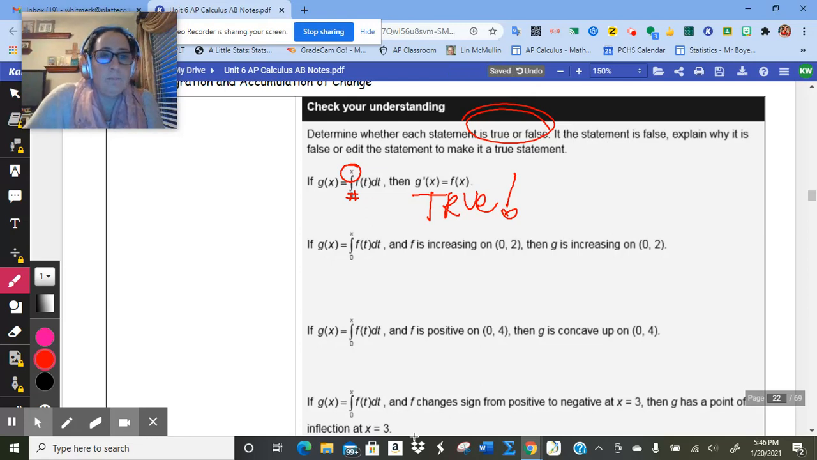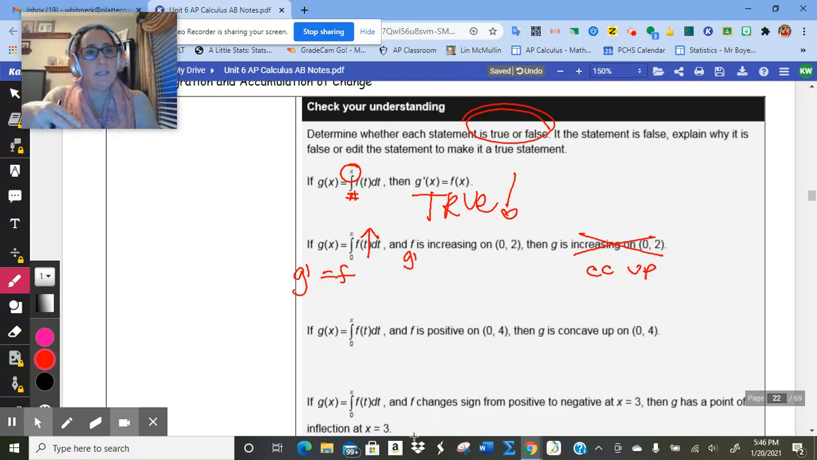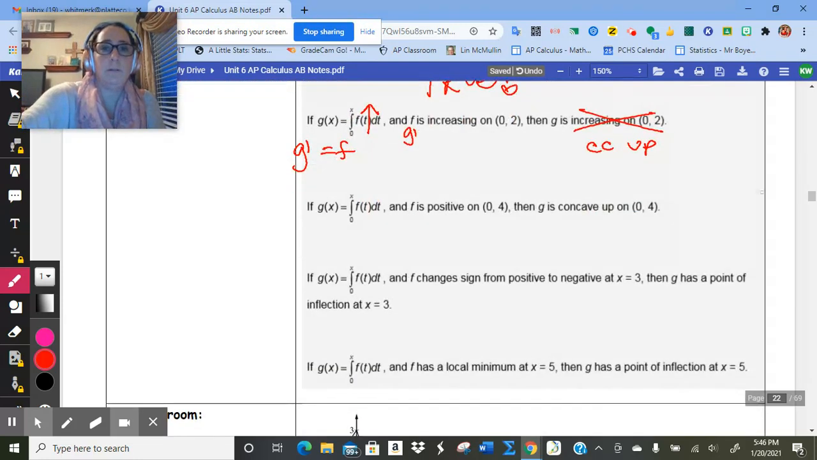Okay, so let's look at this. If f is increasing, and remember f is g prime, so it says f is increasing, aka g prime is increasing, then what do you know about g? We don't know that it's increasing, okay? We know that it is concave up. So if the derivative is increasing, the original is concave up.